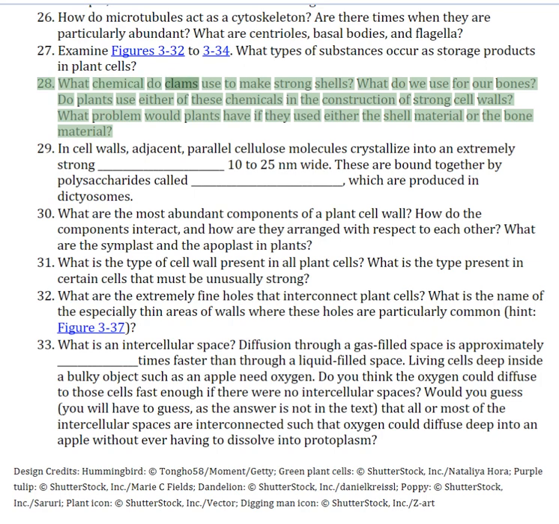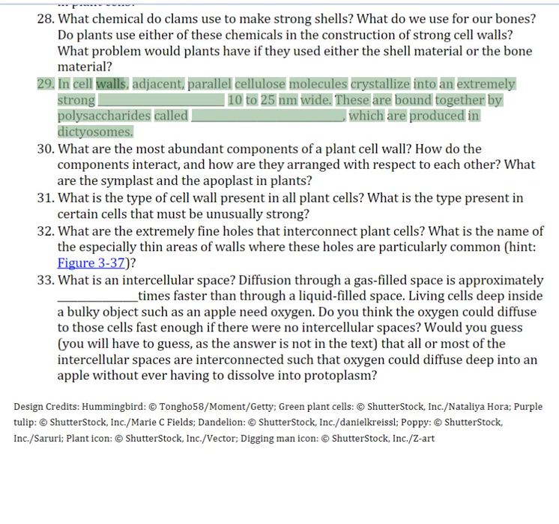28. What chemical do clams use to make strong shells? What do we use for our bones? Do plants use either of these chemicals in the construction of strong cell walls? What problem would plants have if they used either the shell material or the bone material? 29. In cell walls, adjacent, parallel cellulose molecules crystallize into an extremely strong 10 to 25 nanometers wide. These are bound together by polysaccharides which are produced in dictyosomes.